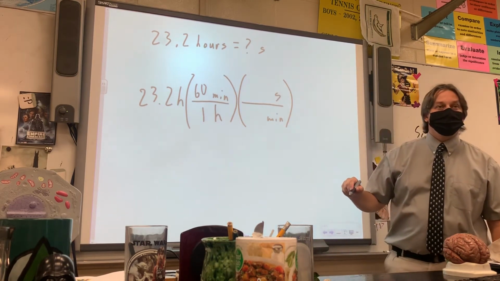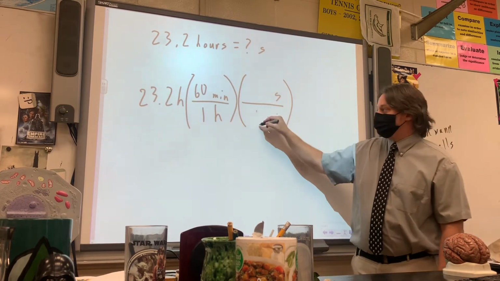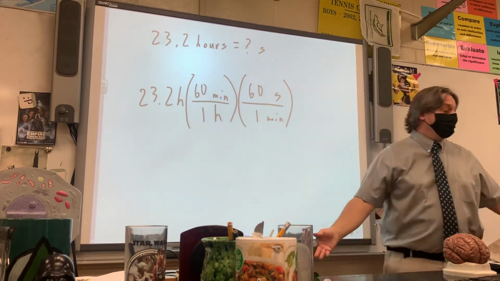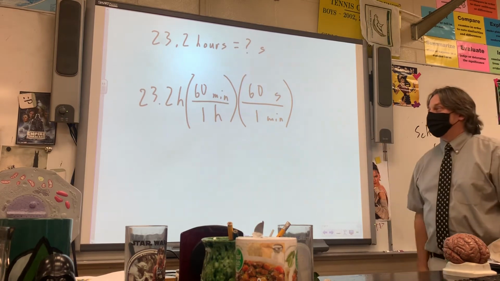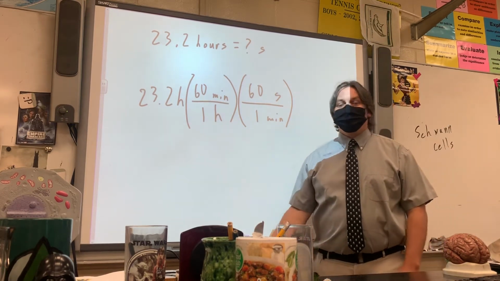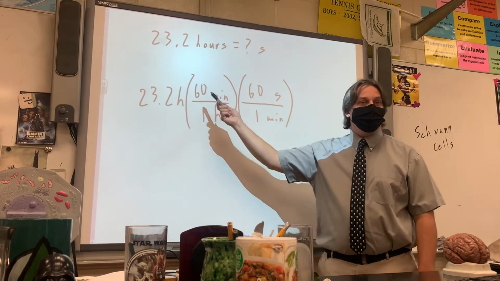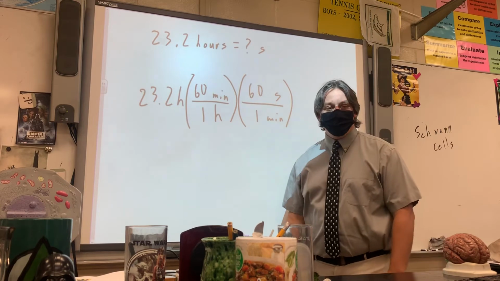So you put 1 on the bottom and 60 on the top. Same thing. There are 60 seconds in 1 minute. Only math I got is multiplication. What am I going to do? Multiply all the top numbers. 23.2 times 60 times 60. I definitely need a calculator for that.